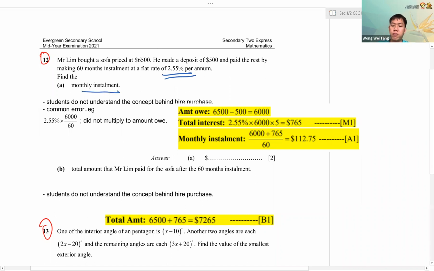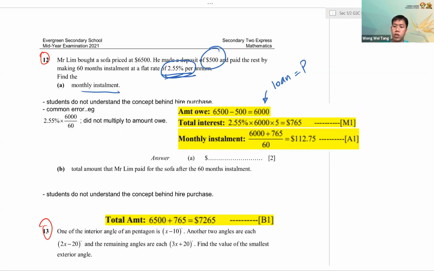So find the monthly installment. So this is what is happening. After he paid $500, what does he owe? $6,000. So this is, in a form, our loan. In a sense, a loan that he's taking because he owes that money. And we can also call it the principal. So if you're going to take a loan of $6,000 and you have to pay 2.55% per annum, then the longer you take to repay, the more they're going to charge you, right?